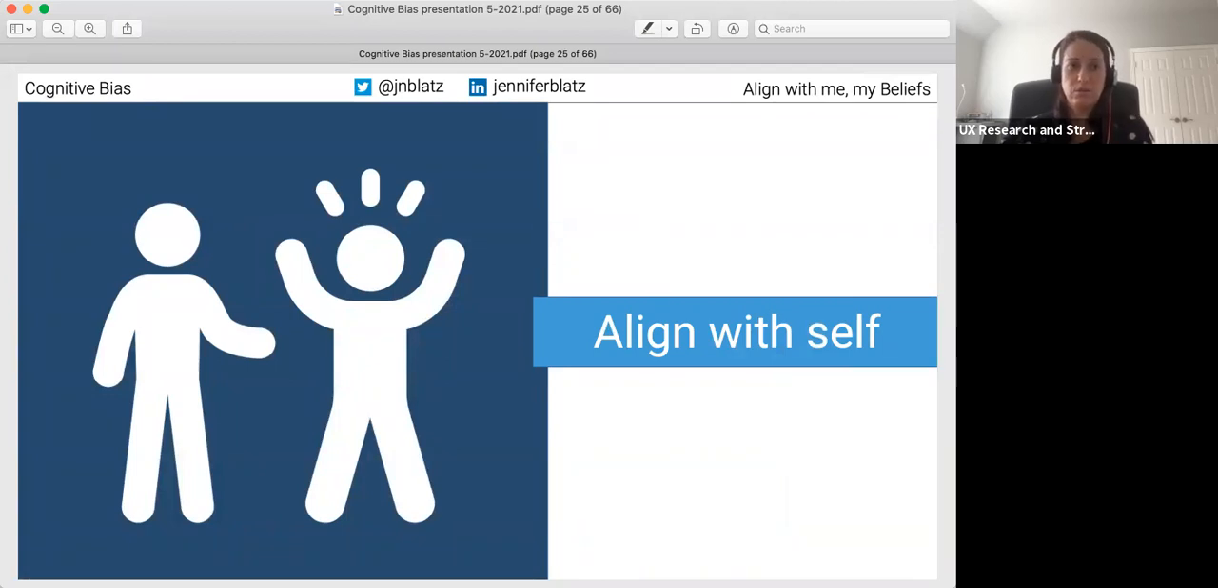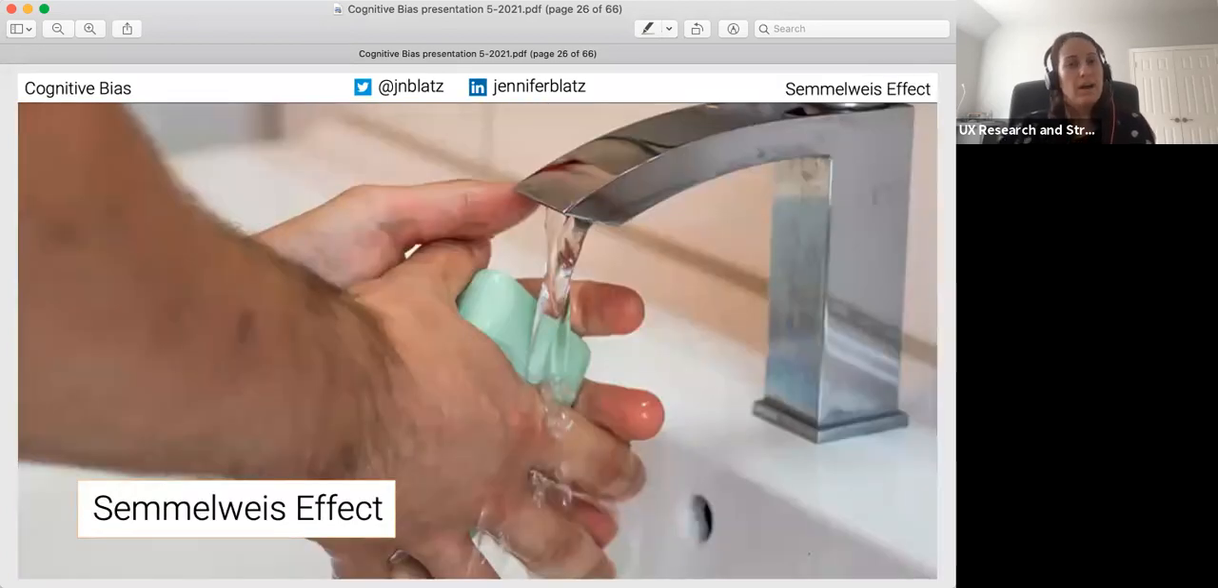Okay, so let's switch gears a little bit and talk about things that don't agree with our mental models or our ideas. I have another fancy word for you. Are you ready? The Semmelweis effect. I'm going to say that again. The Semmelweis effect. And this is the tendency to reject new evidence that contradicts the paradigm and what people already believe is true.